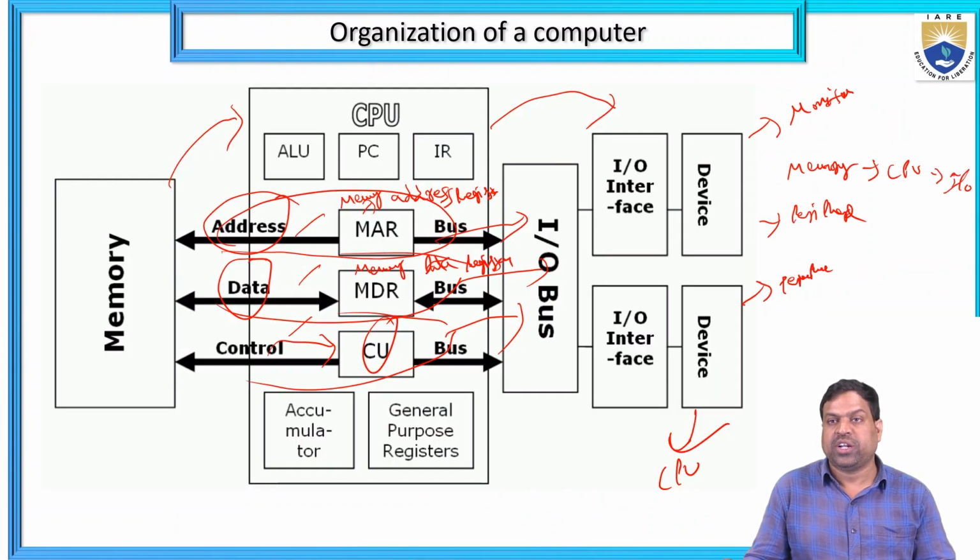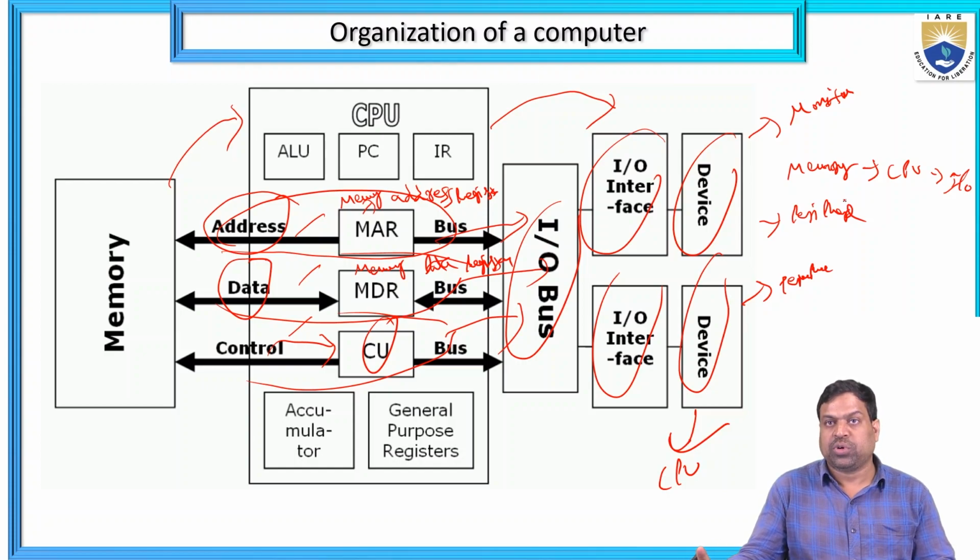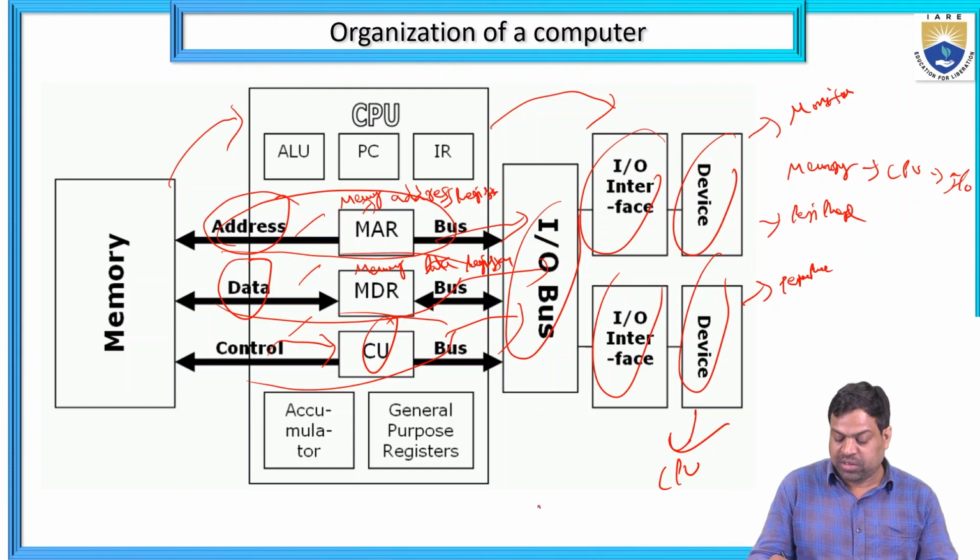Here also input output interfaces are connected to the devices. Device means input output connections or peripheral devices. Okay, maybe an external memory, or a monitor, or a printer, or whatever it may be. I'm taking printer, mouse, keyboard, etc. Okay, these are the input outputs.